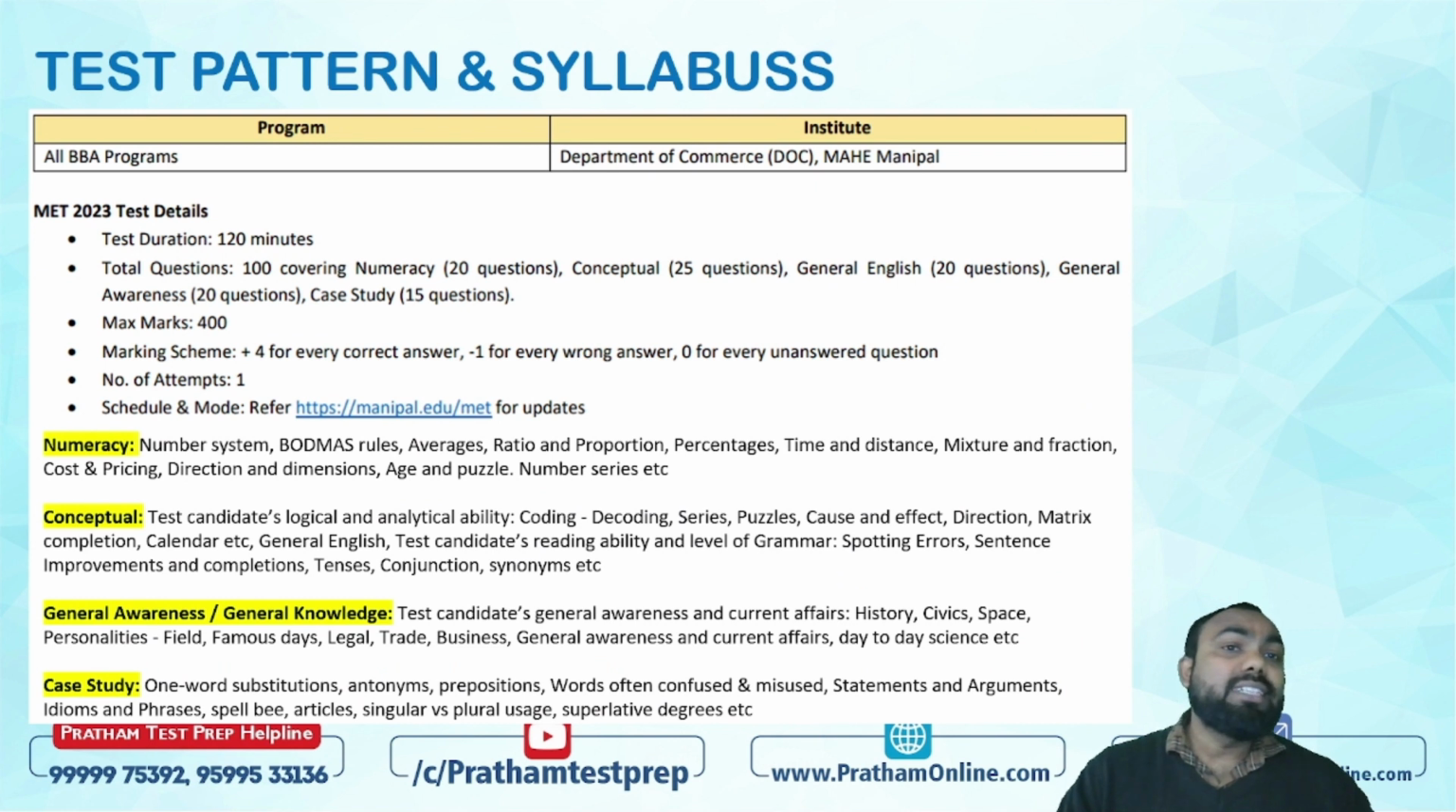So here we can see the test pattern for the BBA program. All the BBA programs have 120 minutes, where we can see 100 questions in this test, and the marks for this test are +4 and -1. So there's negative marking and 0 for each unanswered question. The syllabus is given here. You can go through it once, and also you can take a screenshot for your reference.